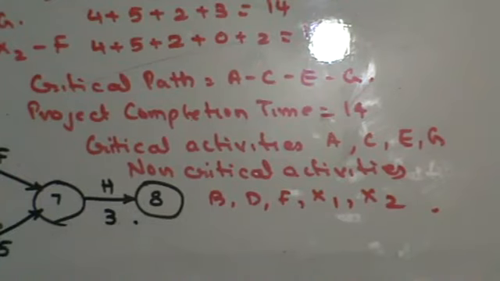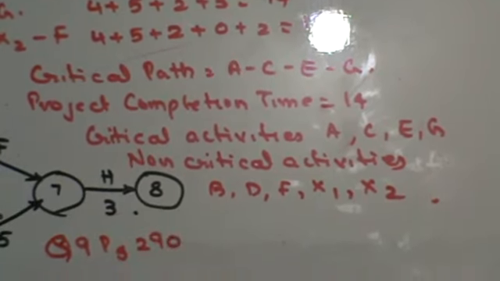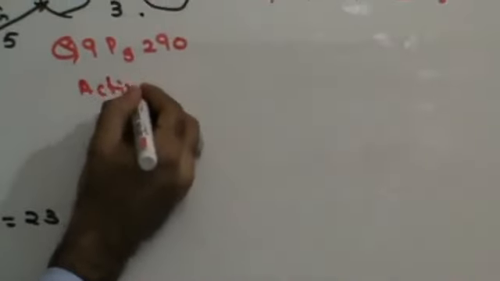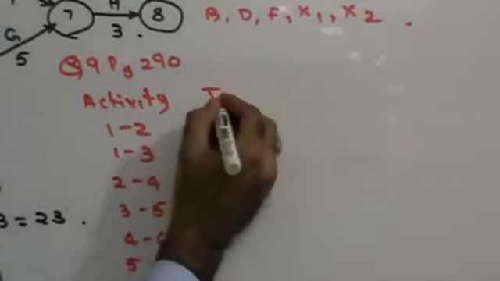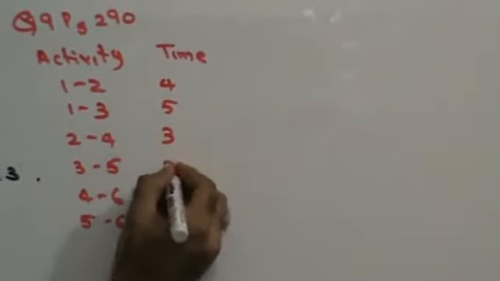Let's see another sum, guys. Let's see question number 9, page 290. Activities: 1 to 2, 1 to 3, 2 to 4, 3 to 5, 4 to 6, and 5 to 6. Time: 4, 5, 3, 2, 2, 4. Right? Let's draw the network diagram first, guys.